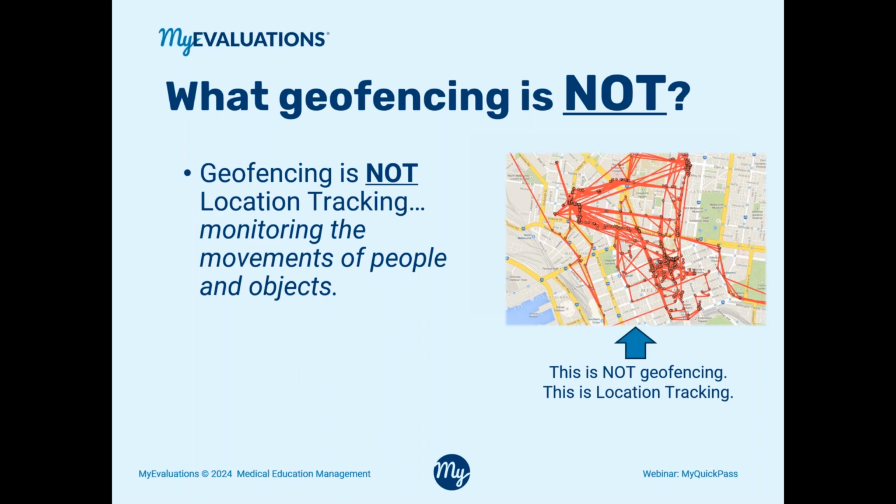All the geofence locations that are being monitored are visible to the trainee. I'll show you all of that. So they have full visibility to know exactly where the system is monitoring their entry and exit. But it is very important that you communicate to your trainees that MyQuickPass is not location tracking. We are not monitoring you to see where are you going, where did you go, where have you been. Not at all. It's simply entry and exit.